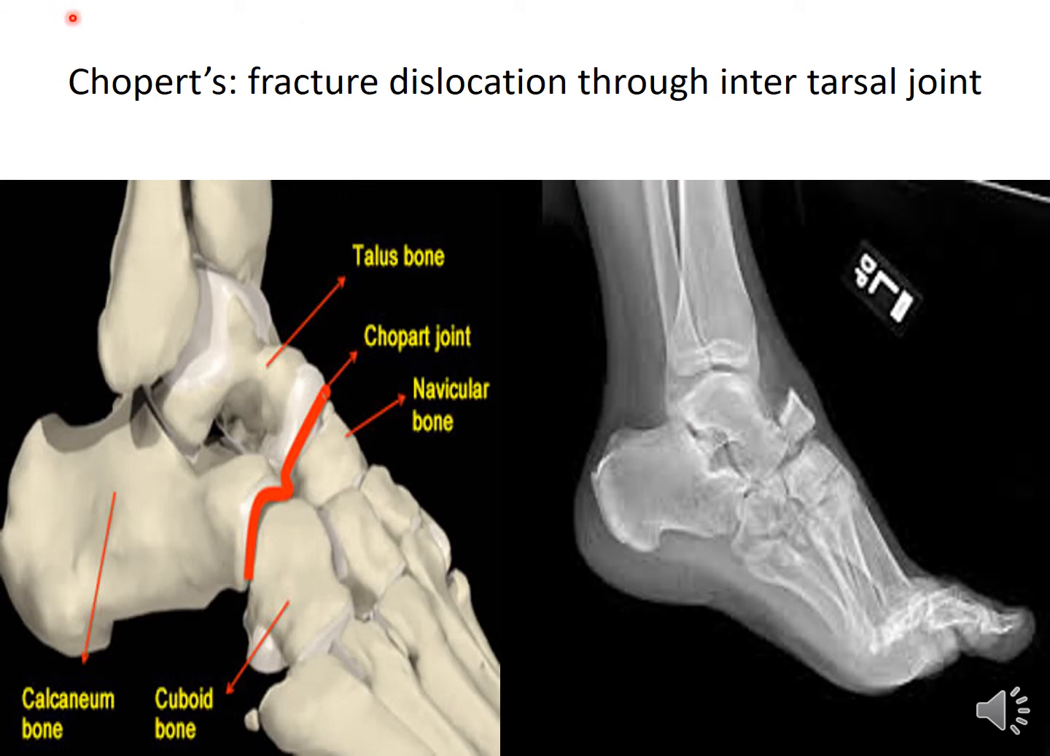Then there is a Chopart fracture. Chopart fracture, there is a fracture dislocation of the intertarsal joints. So this is the Chopart joint. This is the talus. This is the navicular. We can see the normal line passing through the joints. So here in Chopart fracture, there is a fracture dislocation. There is the talus, the navicular. We can see there is a disruption of this joint.